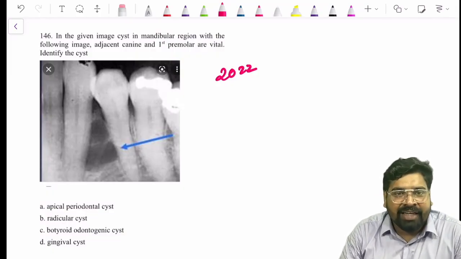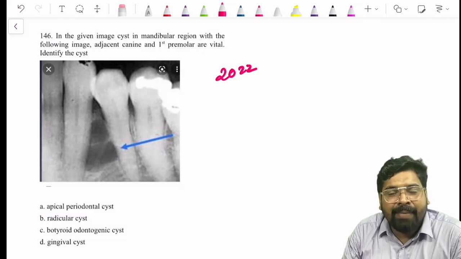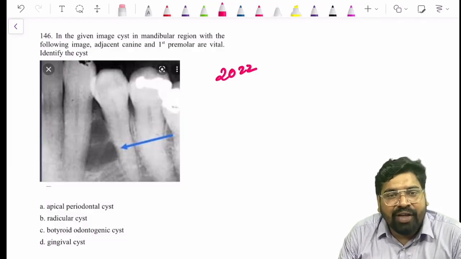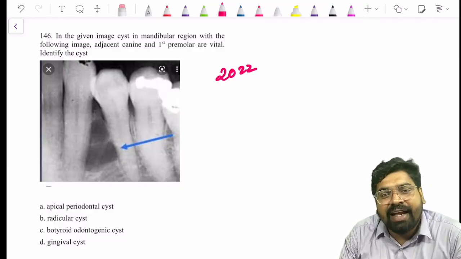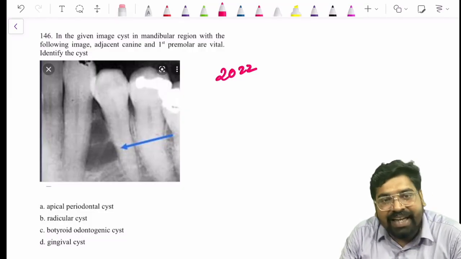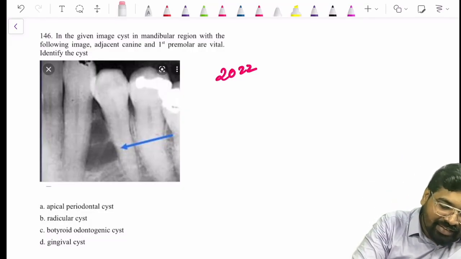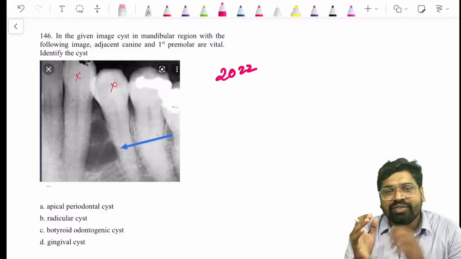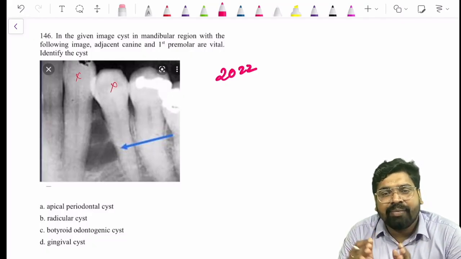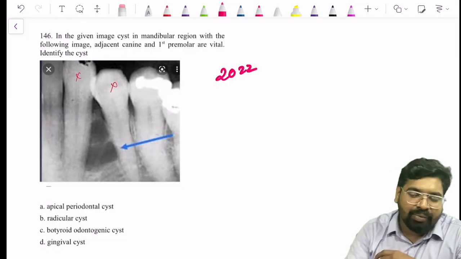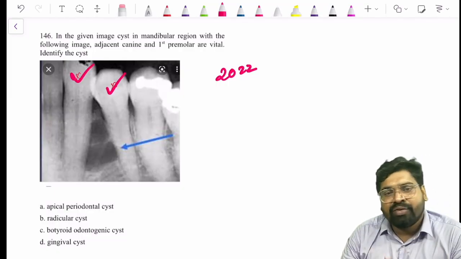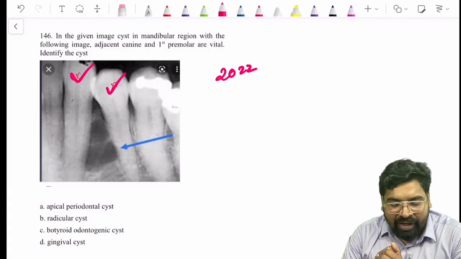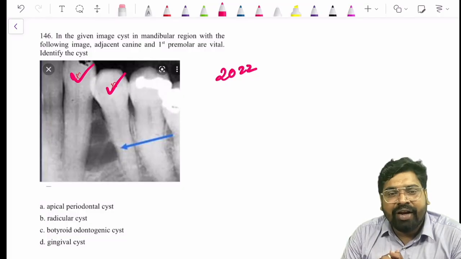The given image is of a cyst in the mandibular region. In the following image, the adjacent canine and first premolar are vital. So I appreciate that this is the canine here and this is the first premolar here. I am seeing a radiolucency lateral to the canine and premolar, and they are saying that both these are vital teeth. So if it is a vital tooth, I can avoid option B here.